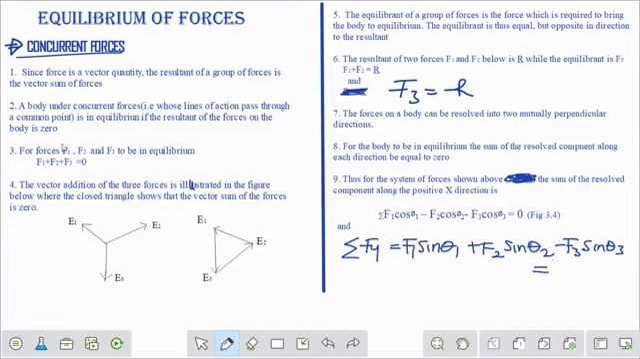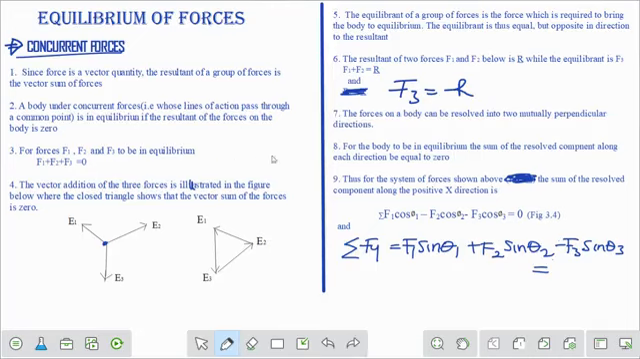Now, for forces F1, F2, and F3 to be in equilibrium, F1 plus F2 plus F3 must be equal to zero. The vector addition of the three forces is illustrated in the figure below, where the closed triangle shows that the vector sum of the forces is zero. This is the diagram of concurrent forces. That is, their lines of action meet at a particular common point. I hope you understand.